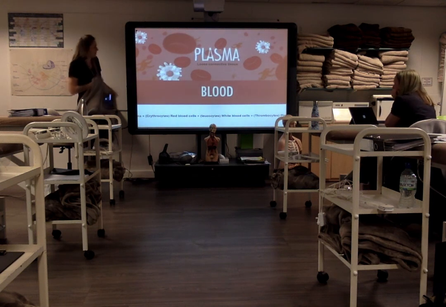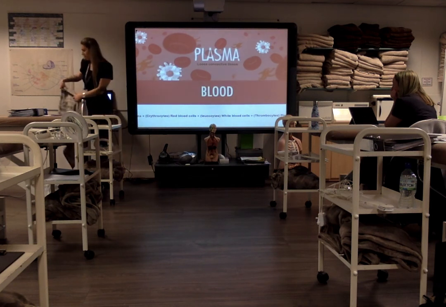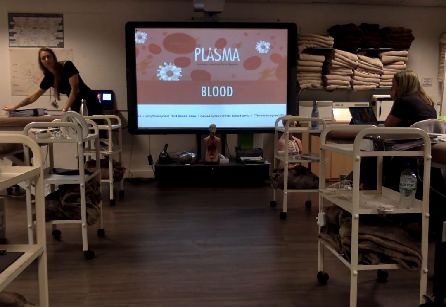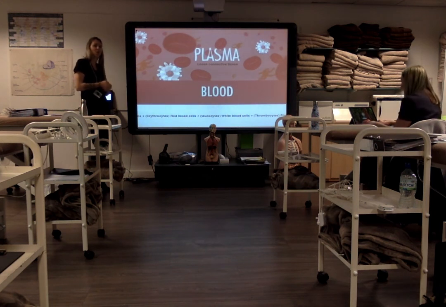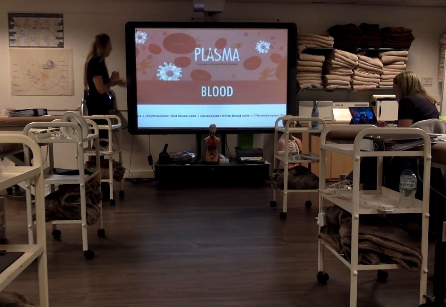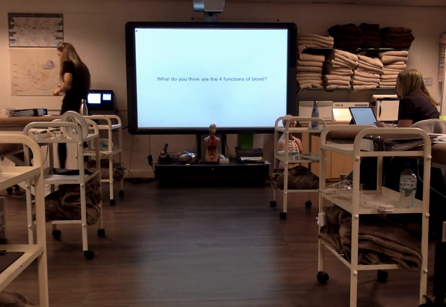Your blood is made up of plasma and red blood cells, which we know are called what? Erythrocytes. Leukocytes are your white blood cells, and your thrombocytes are your platelets. So blood is made up of those 3 blood cell types and plasma. Plasma is more like the fluid, the loose connective tissue. Before we go into a bit more detail, what do you think the function of blood is?